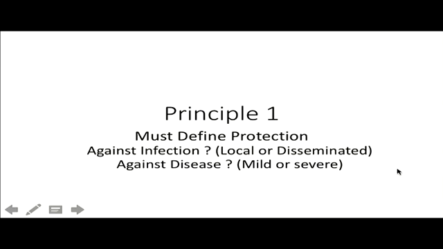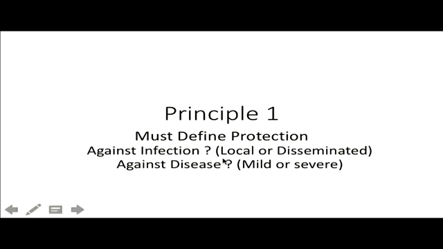And so, first principle is that when you talk about a correlate of protection, what actually do you mean? Do you mean against infection? So any infection. So in other words, we're talking about sterilizing immunity. So there's no possible detection of the pathogen of interest in someone who's been vaccinated. Or are you talking about protection against disease? So that you might tolerate someone being infected, but as long as they don't get sick, you don't care. That's fine.